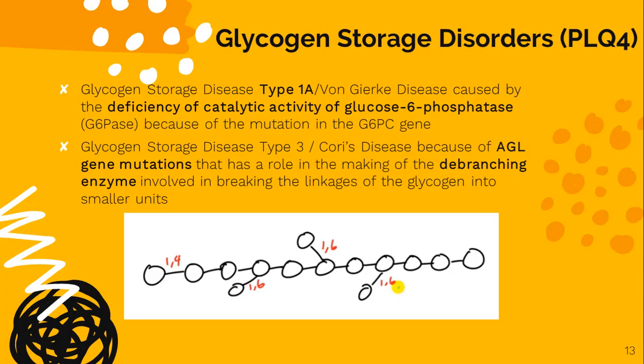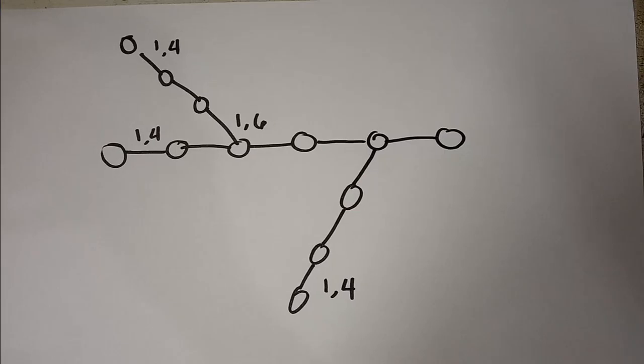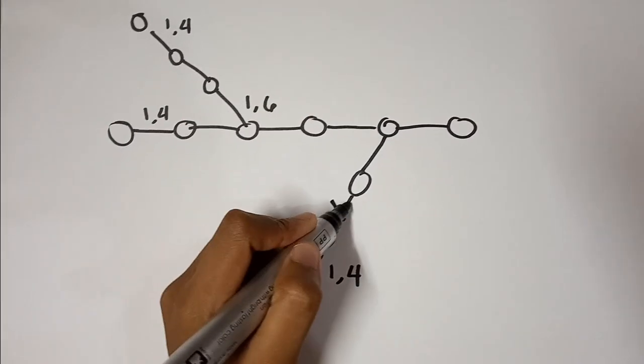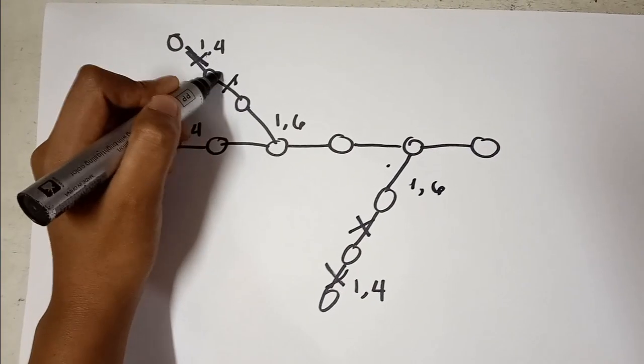The second glycogen storage disease is Cori disease. This is caused by AGL gene mutations that have a role in the making of the debranching enzyme. So we have discussed before that for glycogen to be used by our body, it needs to be broken down into smaller units. The alpha 1,4 bonds connected to the alpha 1,6 branch can be broken by them once they are activated.